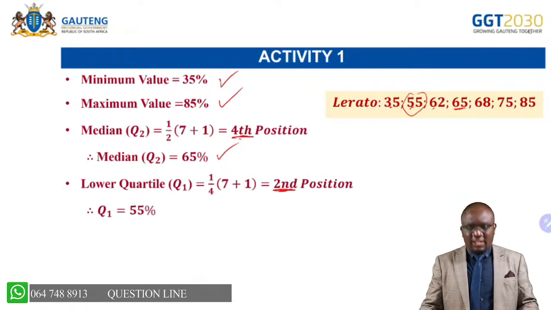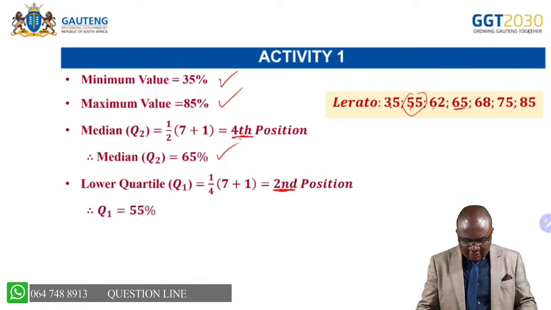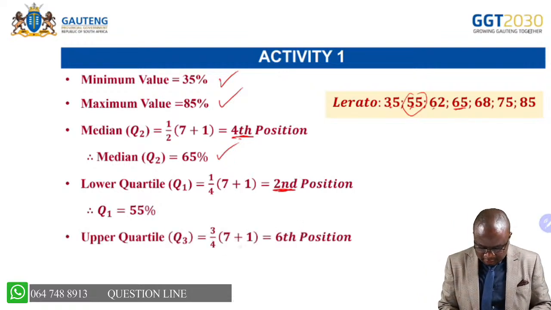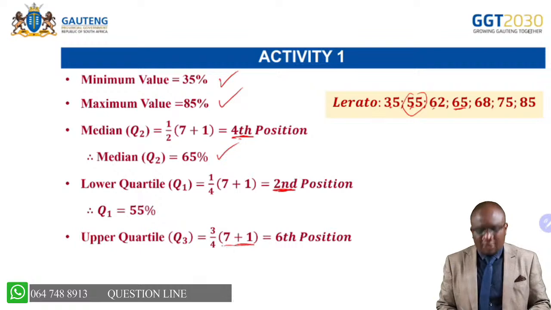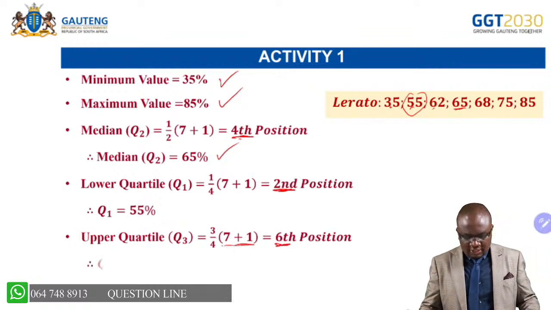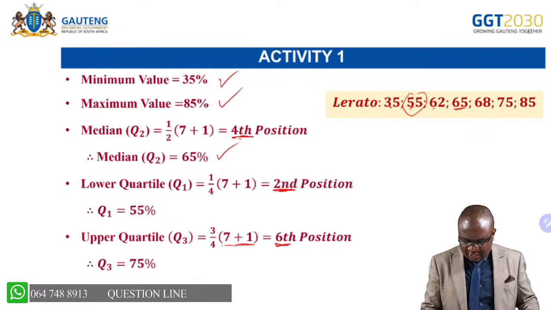That's our lower quartile. And then we have the upper quartile, which is 3 over 4 times n plus 1, with n being 7. The 6th position, which is what? Which is 75%, which is this one.